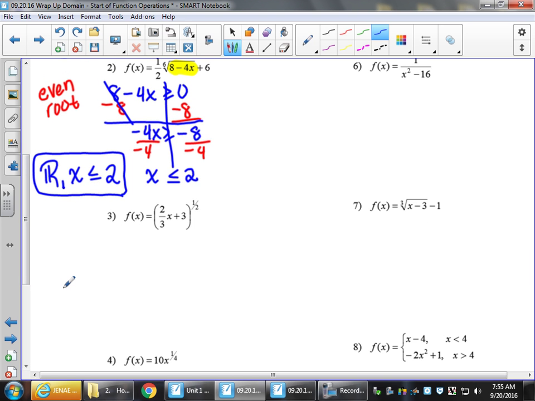Number 3 is a giant shout out to what we had talked about in the warm-up with what this notation means. If I don't want to have to work with 1/2 as a power, how could I rewrite this? These mean the same. When something is raised to the 1/2, all that means is square root.